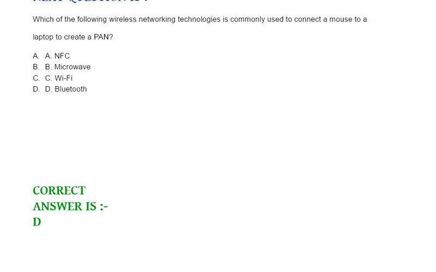Next question is, which of the following wireless networking technologies is commonly used to connect a mouse to a laptop to create a PAN? Option A. NFC. Option B. Microwave. Option C. Wi-Fi. Option D. Bluetooth. Correct answer is option D.